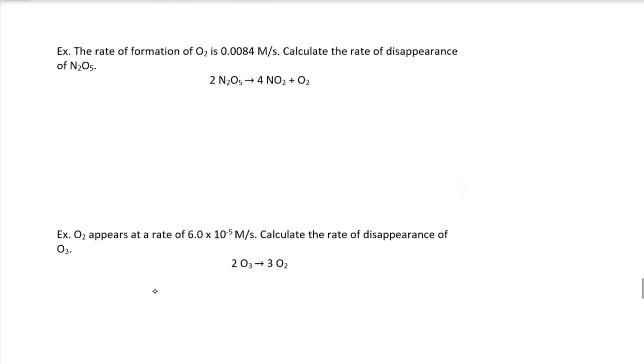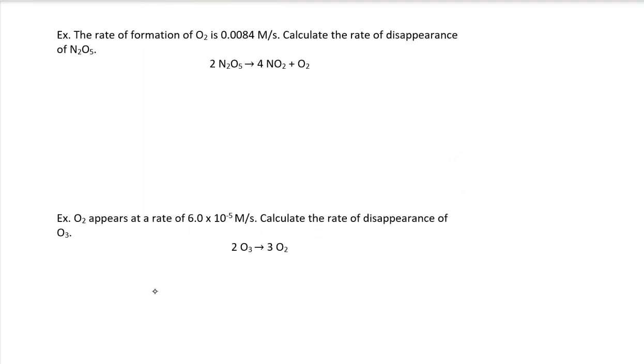All right, next example. I know we probably thought we were done with stoichiometry, but stoichiometry is coming back, but it'll be much simpler this unit. Next example, the rate of formation of oxygen is 0.0084 molar per second. Calculate the rate of disappearance of N2O5, dinitrogen pentoxide. All right, so we're going to start, as always, with our given, 0.0084 molar per second of oxygen.